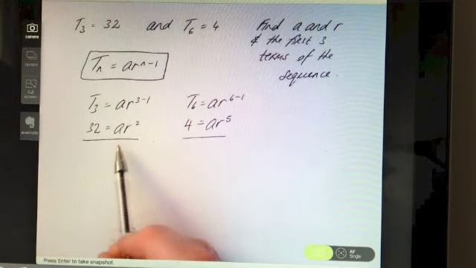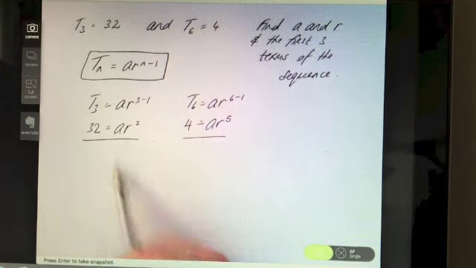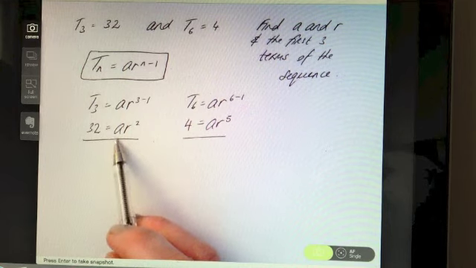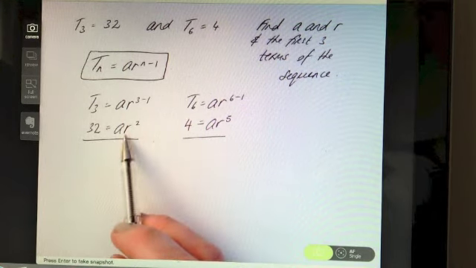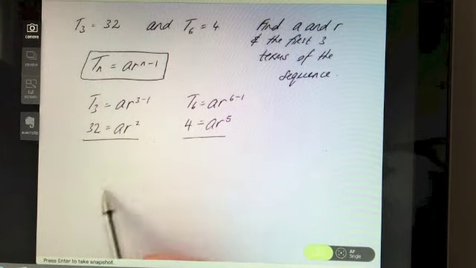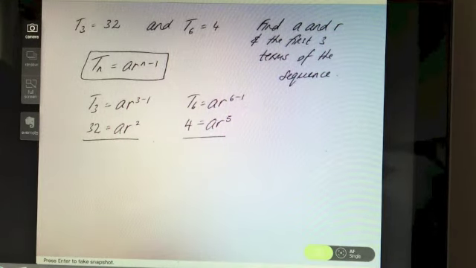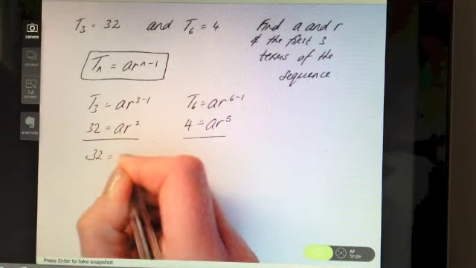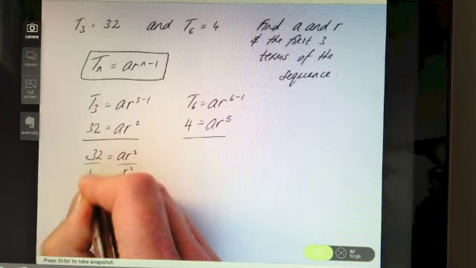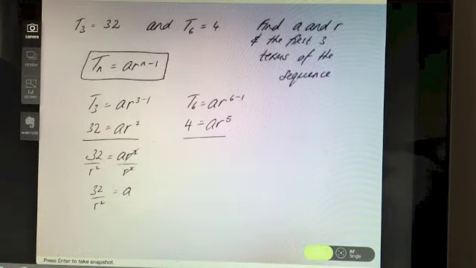So what we're going to do is take the easier of the equations and get a equals, and sub it into the other equation. Now it's quite obviously going to be much easier to get a equals than it is to get r equals, okay? With the r being squared, you'd have to square root and everything to get the r. So we'll go with getting the a equals and then sub that in to the other one. So if I have 32 is equal to ar squared, then to get a on its own, I'll divide both sides by r squared. And that gives me 32 over r squared.